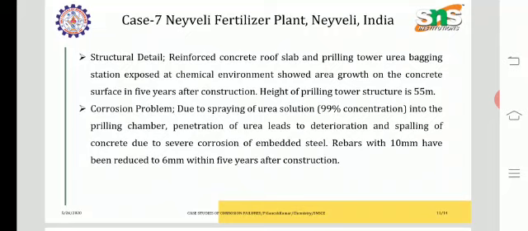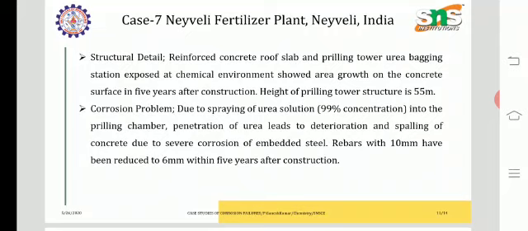So in case 7, we go to a fertilizer plant in Tamil Nadu, India. The RCC roof slab and prilling tower urea bagging station, exposed to a chemical environment, showed cracks and damage on concrete surfaces in 5 years after construction. The height of the prilling tower structure is 55 meters.